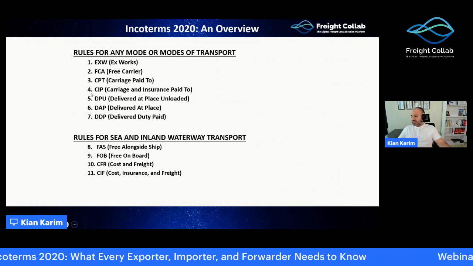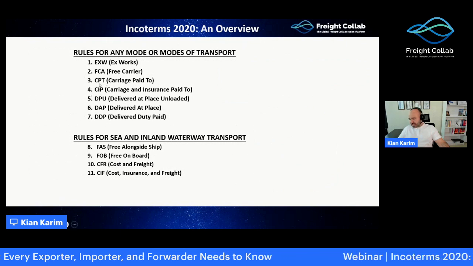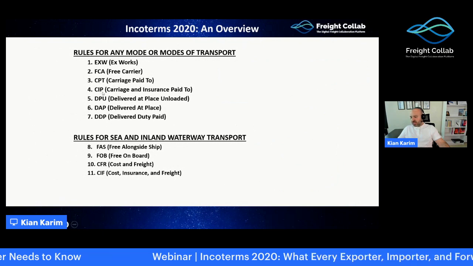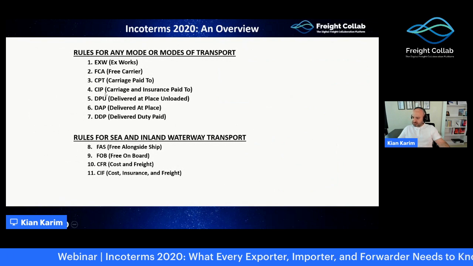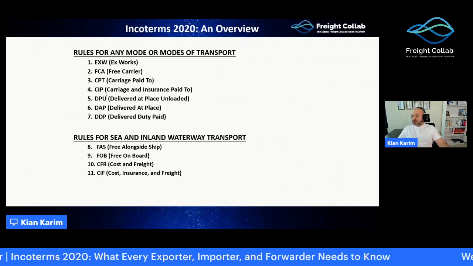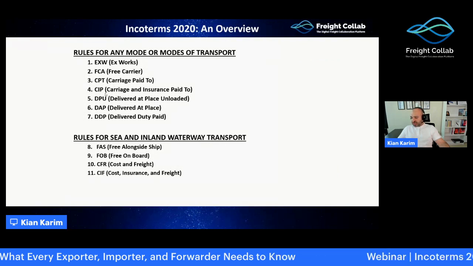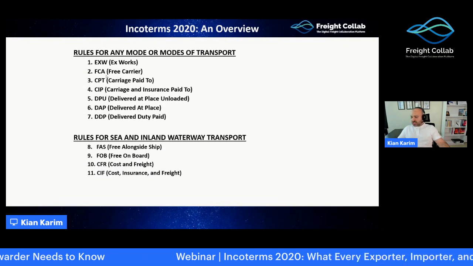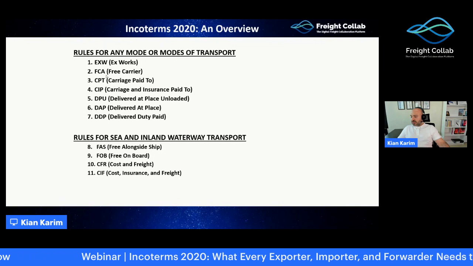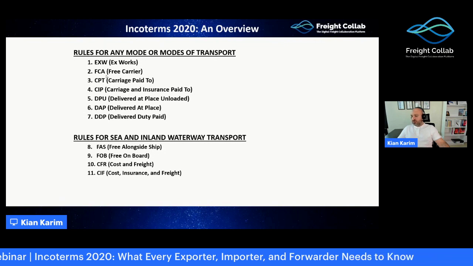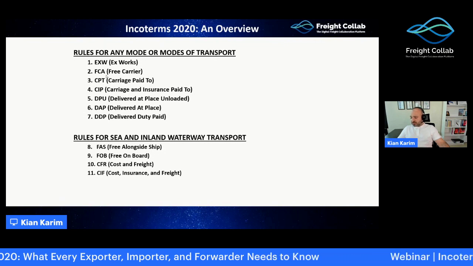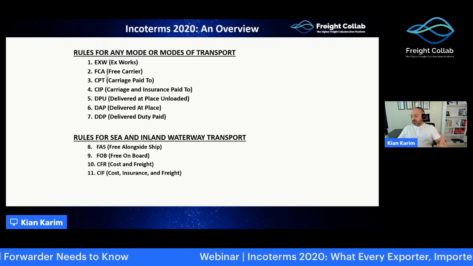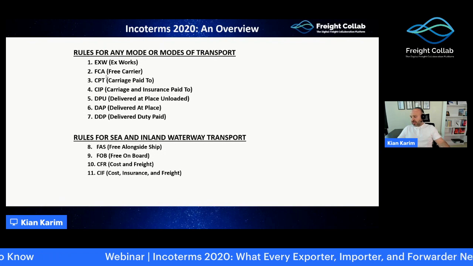But we should consider that CIP is exactly the same as CPT with the small difference that in CIP, which is Carriage and Insurance Paid To, the seller is responsible for the cargo insurance. There is a change in the CIP in 2020, and I will explain it when I compare Incoterms 2020 and Incoterms 2010.